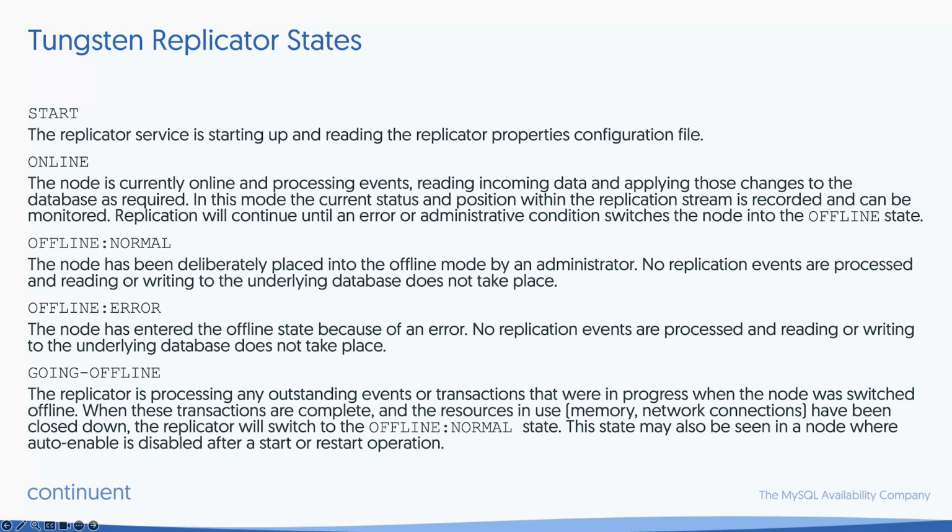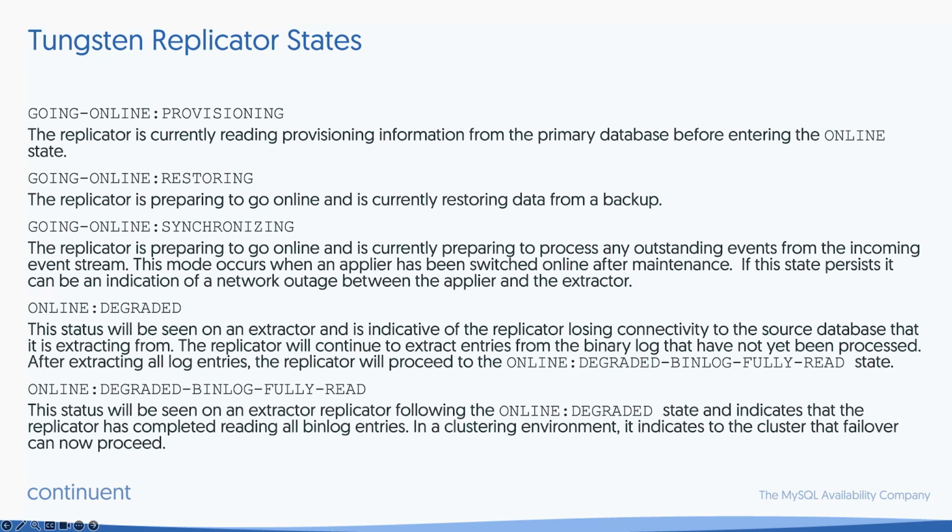Going offline is fairly self-explanatory and indicates the replicator is in the process of going into the offline normal state. Going online provisioning and going online restoring indicate the replica is in the process of either provisioning data following a startup or restoring data from a backup. The replicator will then progress to the online state if successful.